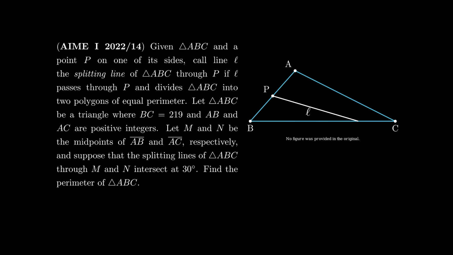Let triangle ABC be a triangle where BC equals 219 and AB and AC are positive integers. Let M and N be the midpoints of AB and AC, respectively, and suppose that the splitting lines of triangle ABC through M and N intersect at 30 degrees. Find the perimeter of triangle ABC.